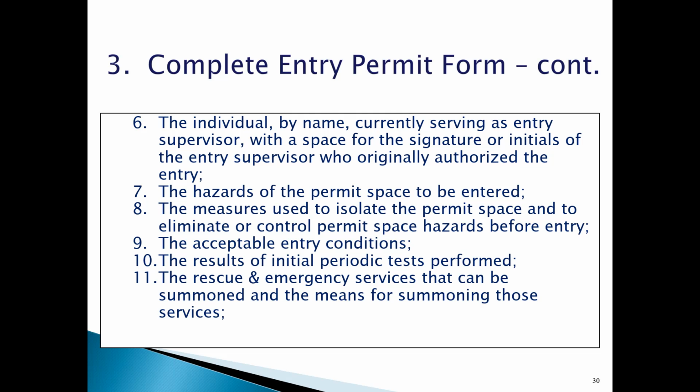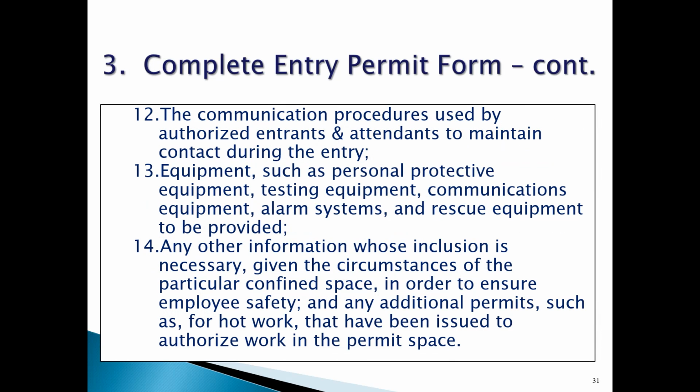Communication procedures used by authorized entrants and attendants to maintain contact during entry. You must have contact back and forth. If you're the entrant and the attendant, you have to have some means to communicate, especially if you're out of sight. You need to list the equipment to be provided: your PPE, testing equipment, communications, alarm, and rescue equipment. Anything else that you see as necessary, you need to list on the permit.